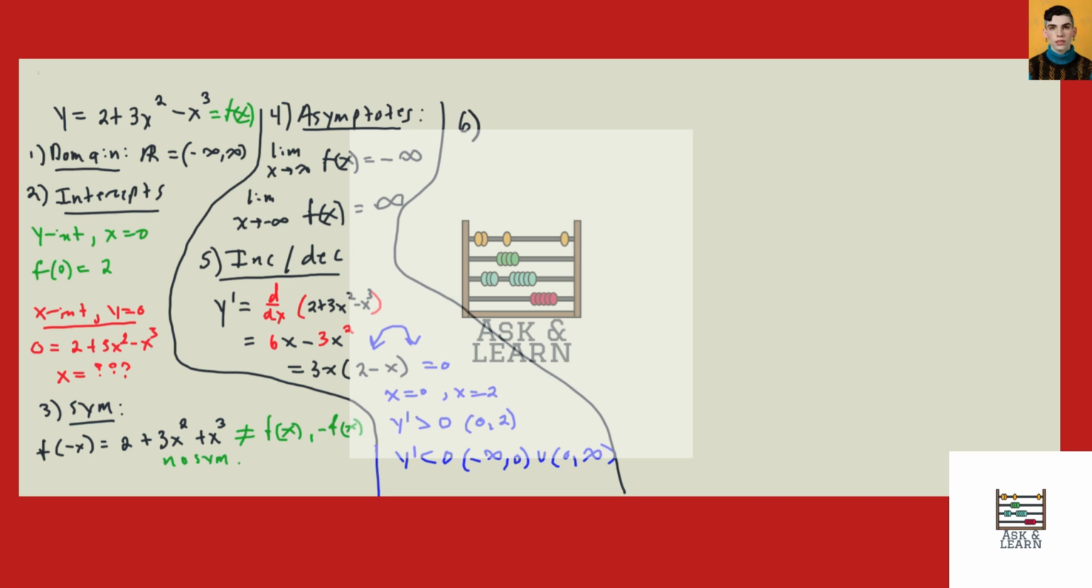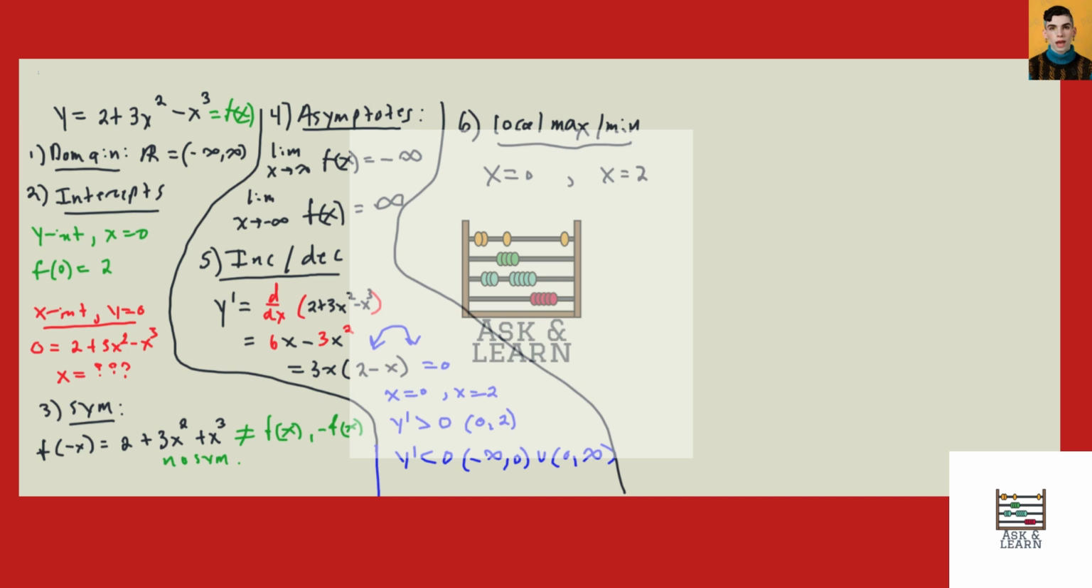Next, we want to find our local maxes and our local mins. So local max slash min. And we already did part of the job because we know x is equal to 0 and x is equal to 2 will be possible local max or local mins, at least there are critical points. So we can use the first derivative test to tell us whether these will be mins or maxes.